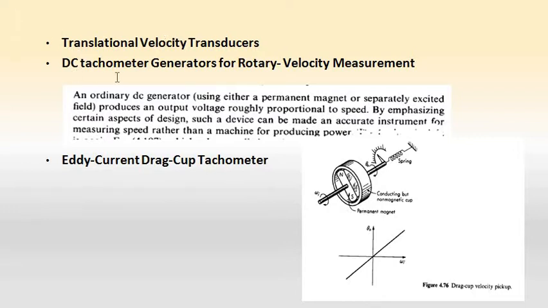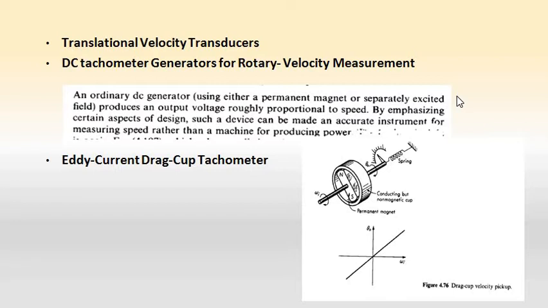The next one is the DC tachometer generator for rotary velocity measurement. Here DC signals are employed, and in the output we obtain a DC value. The speed we are measuring can be displayed on a digital screen directly. An ordinary DC generator, which will be either a permanent magnet or separately excited magnet, will produce an output DC voltage roughly proportional to the speed.